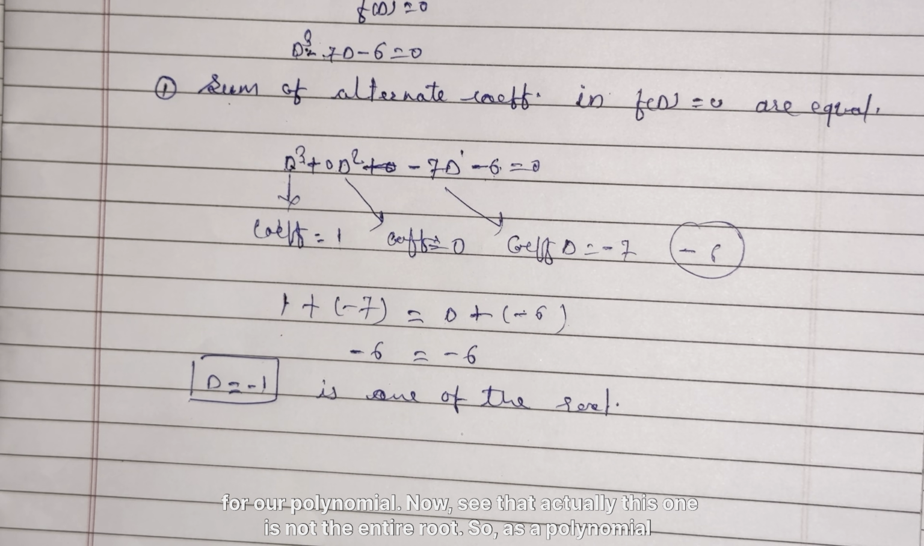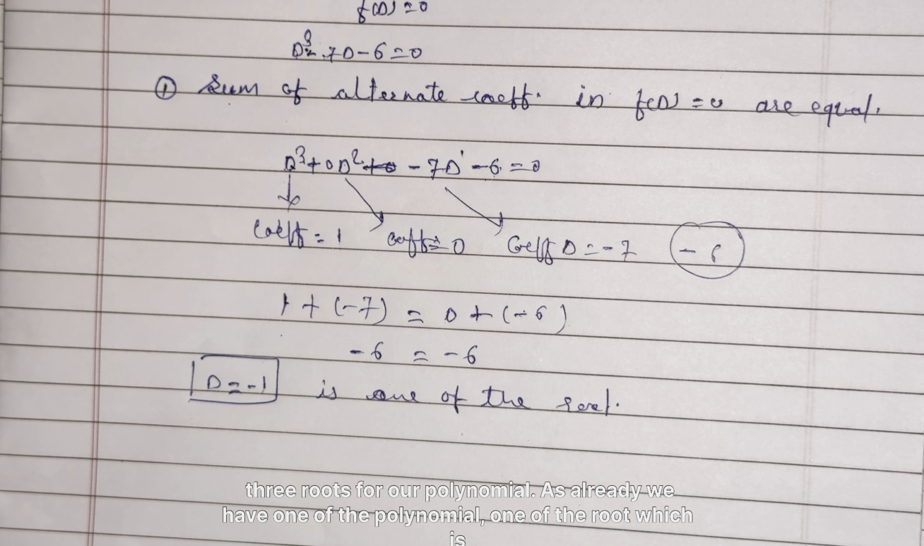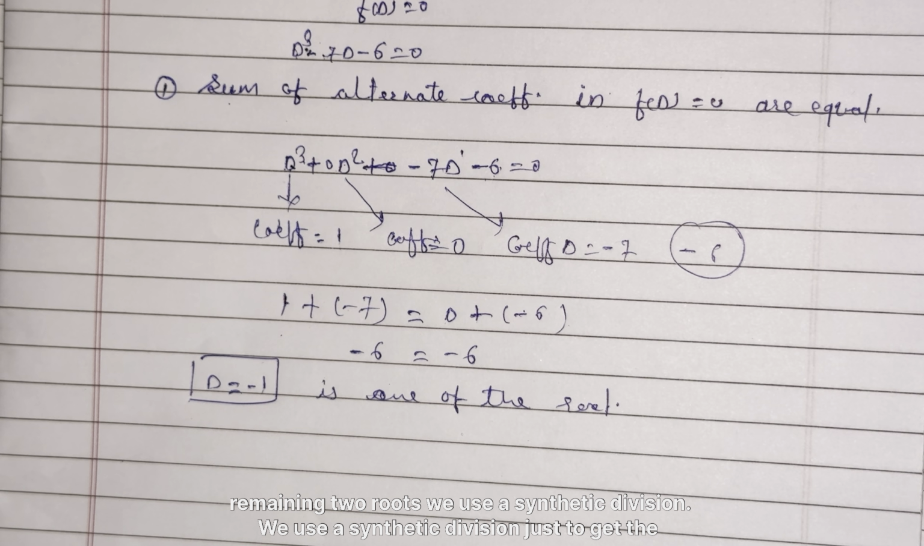As a polynomial we have d cube, which means we have to find three different roots. As we already have one of the roots present here, the remaining two roots are still to be found. For finding the remaining two roots, we use synthetic division.